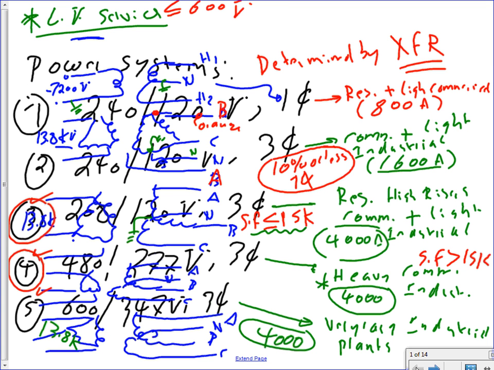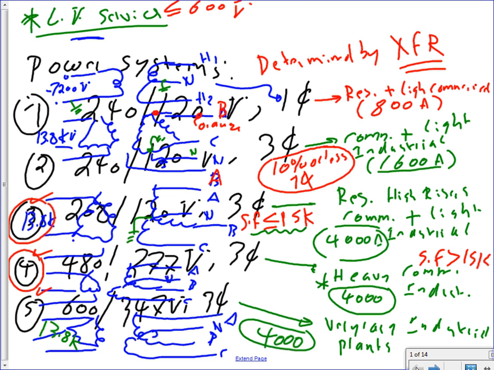Recommendation: if the square footage of the building, Kerry, my friend, is 15,000 or less, typically they give it 3-phase. Typically we give it a 208/120 3-phase system. That's a good application for it.